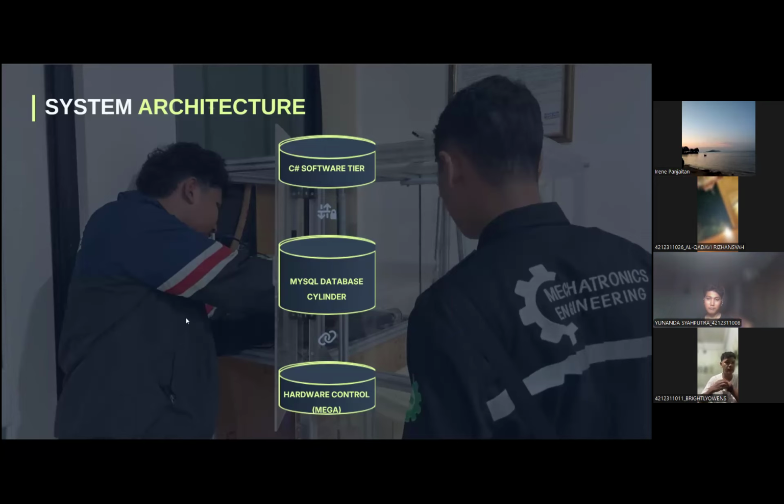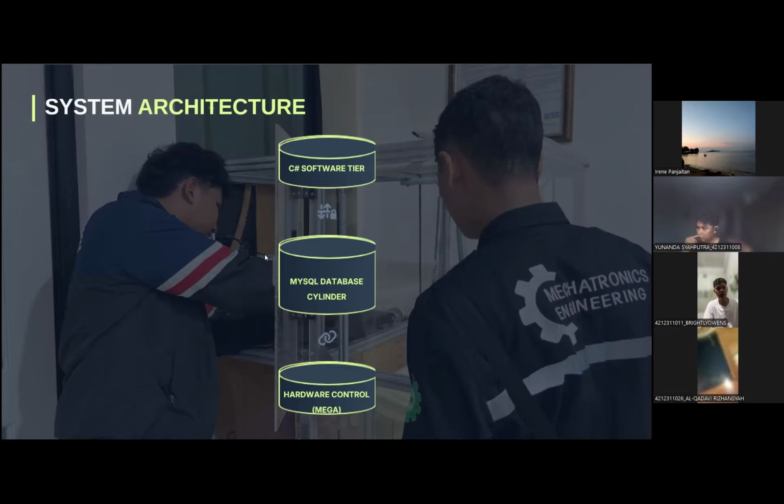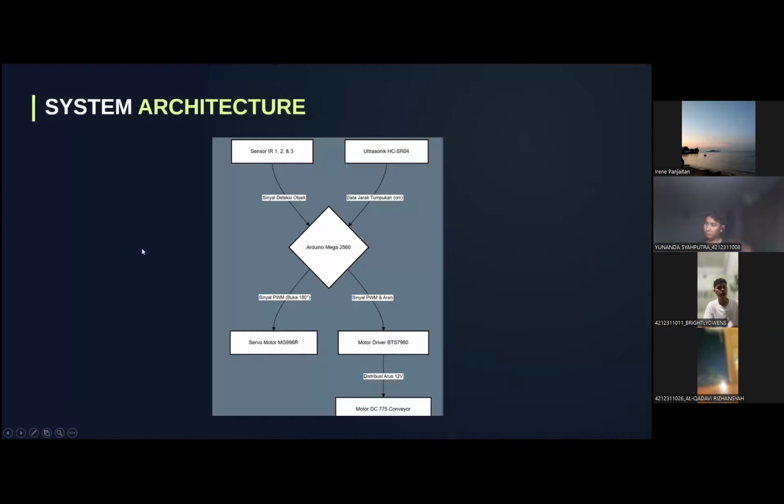Okay, slide system architecture overview. Next, let's look at the first slide of our system architecture. As you can see, our system is built with three layers structure. First, hardware layer. This contains all physical components like sensor, RFID reader, and the motor driver. Second, control layer. This is where the logic happens using the Arduino microcontroller and our C sharp desktop.